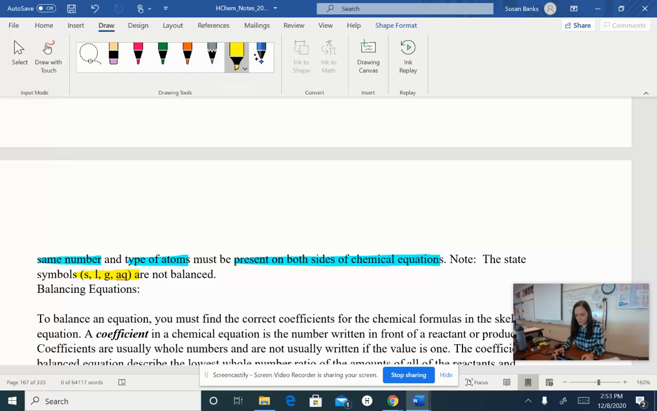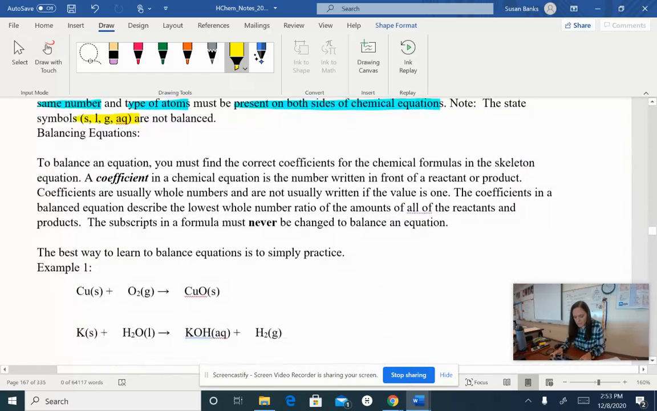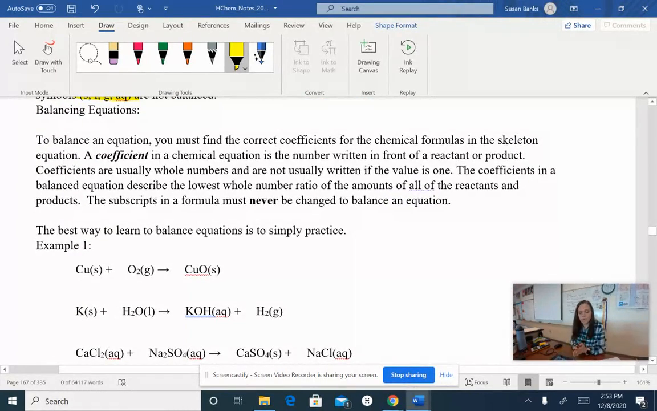Okay? So, to balance equations, we must find the correct coefficients. So it's kind of like math. We're using coefficients for the chemical formulas in the skeleton equations. So a skeleton equation are the equations that we wrote. They don't have any coefficients. They just tell us what the products are and what the reactants are. That's what a skeleton equation is.